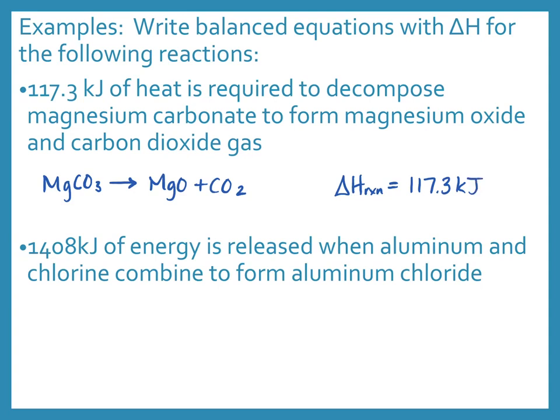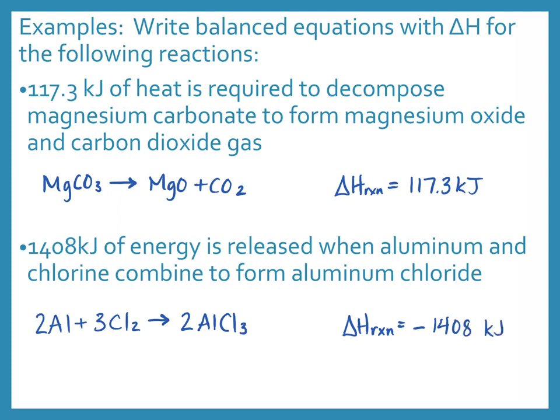And then for aluminum and chlorine combining to form aluminum chloride. Over here, we had an exothermic reaction because heat was released. So that means that our delta H reaction is a negative value.